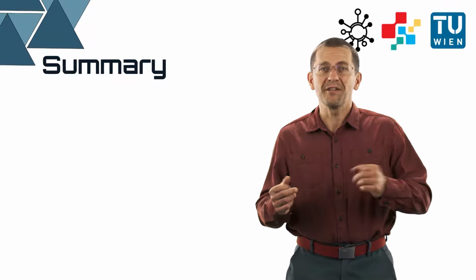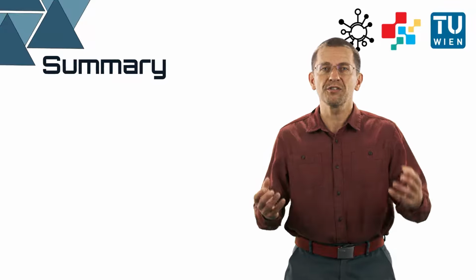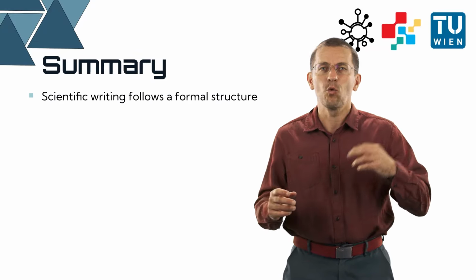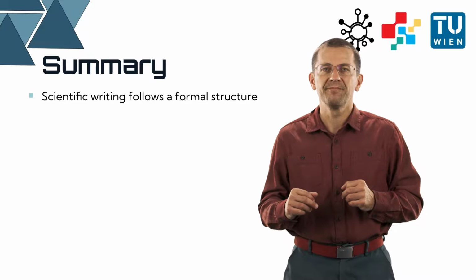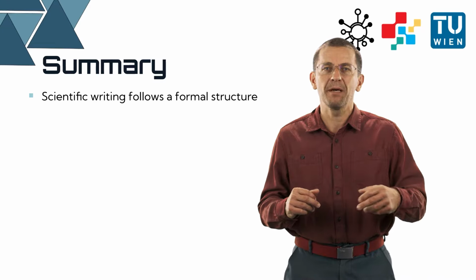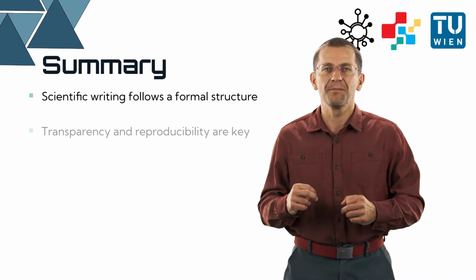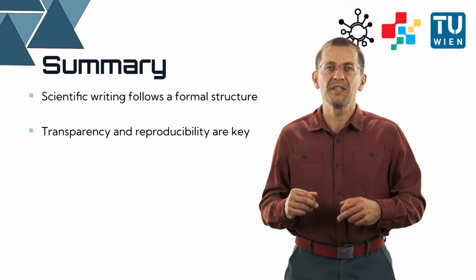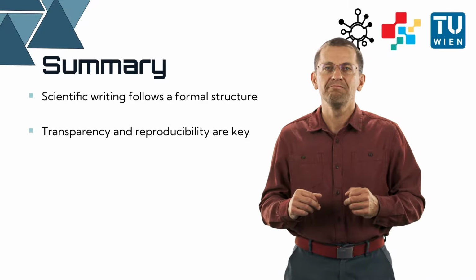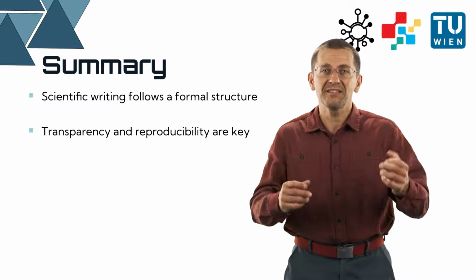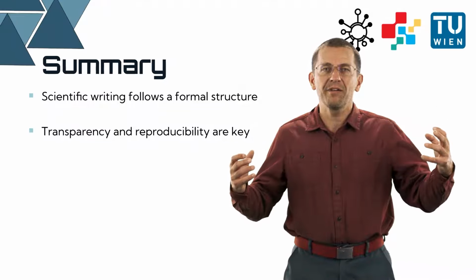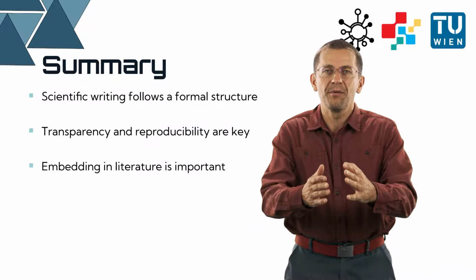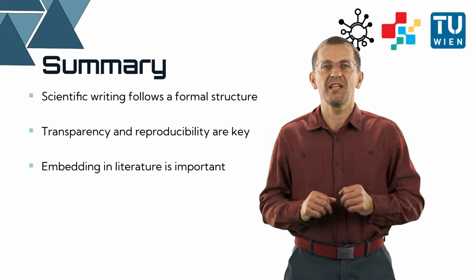Wrapping up, scientific writing isn't just about putting words on paper. It follows a formal structure so readers know exactly where to find each type of information. At its core, good science is about transparency and reproducibility. You describe what you did so clearly that someone else could follow your steps and reach the same results. And finally, your work doesn't exist in a vacuum. By embedding it into literature, you show how it builds on past research, fills a gap, and contributes to the bigger scientific conversation.